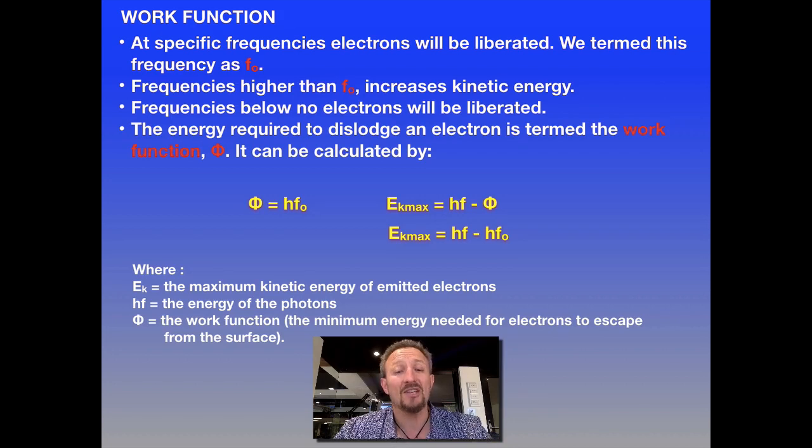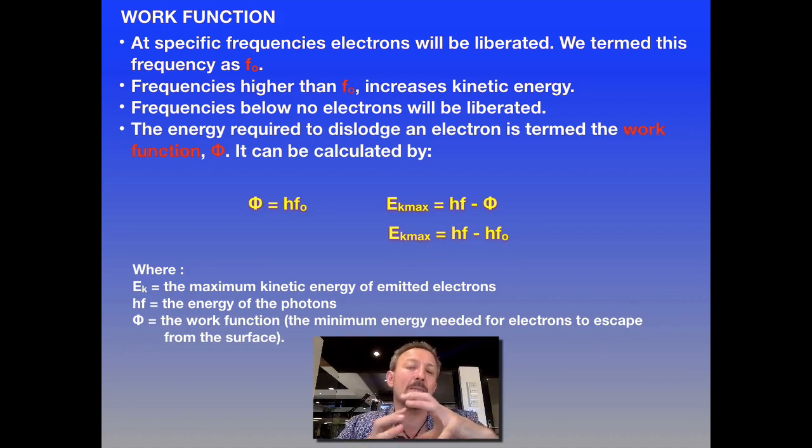The kinetic energy, or the maximum kinetic energy, will be made up of hf. Now that will be the amount of energy for a specific amount of light greater than the threshold frequency, minus the energy which is made up to actually release the electron.